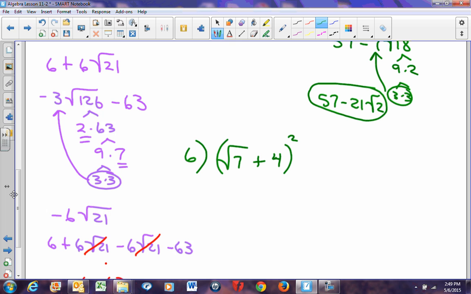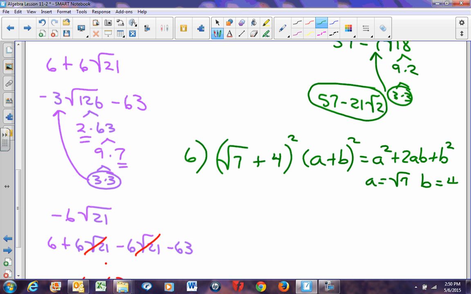We can either distribute it out, or you can remember your special products. This is an A plus B quantity squared, which is A squared plus 2AB plus B squared. My A term is the square root of 7, and my B term is 4. So my A term says A squared, so it's the square root of 7 squared, plus 2 times the square root of 7 times 4, plus my B term, which is 4 squared.